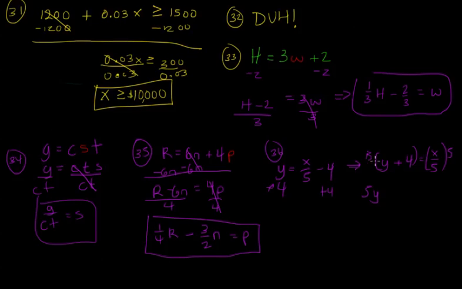I don't know what's happening. 5y. There we go. 5y. Distribute that 5 to a 4 plus 20 equals x. So x is equal to 5y plus 20.